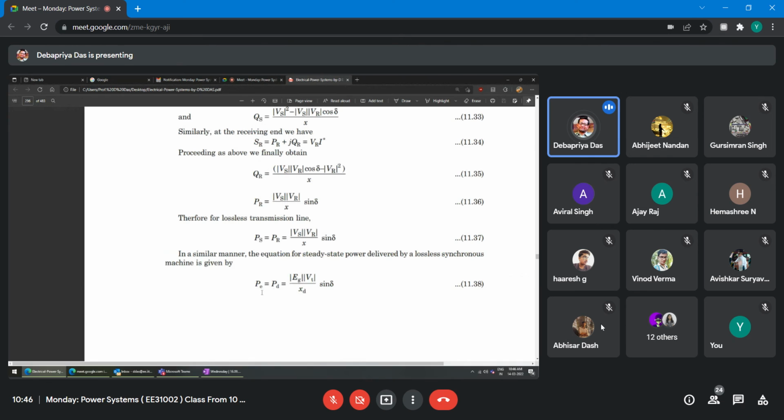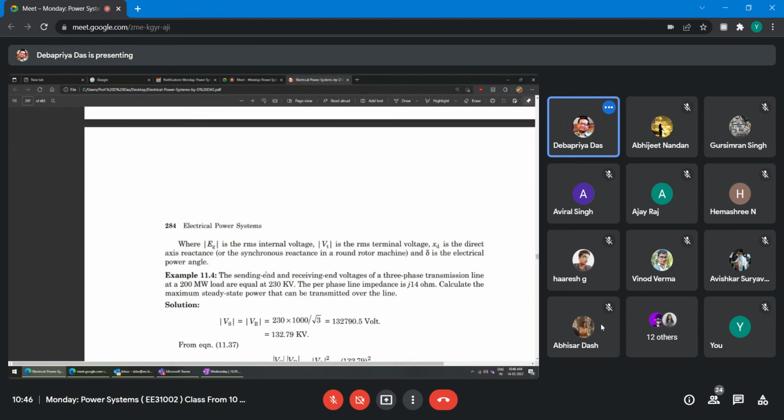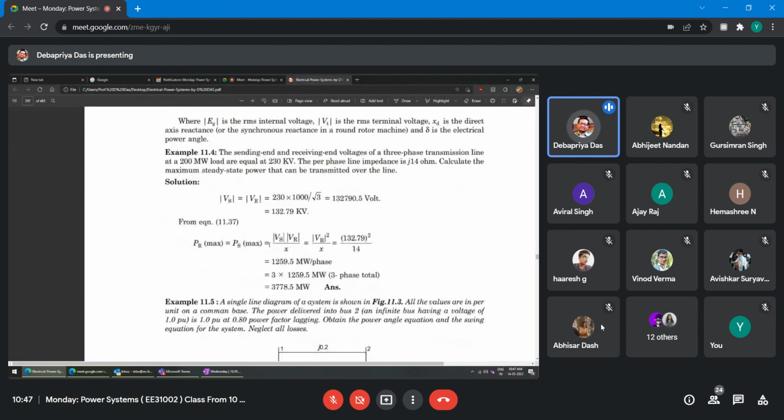So same is P equal to PD, that is EG VT magnitude of course upon XD sine delta, right? Now if you take a small example like your three-phase characteristic of transmission line you have studied, the sending and receiving voltage of a three-phase transmission line at 200 megawatt load equal to 230 kV. The per phase line impedance is j14 ohm, right? Calculate the maximum steady state power that can be transmitted.